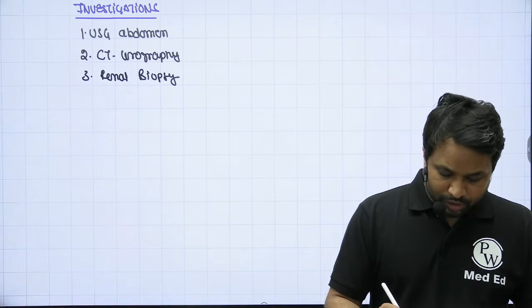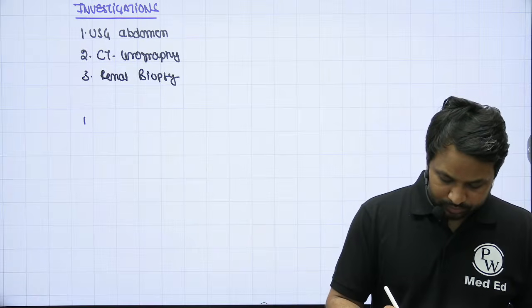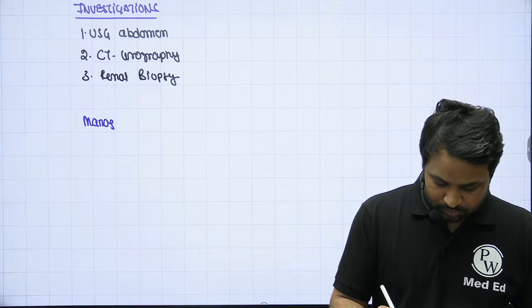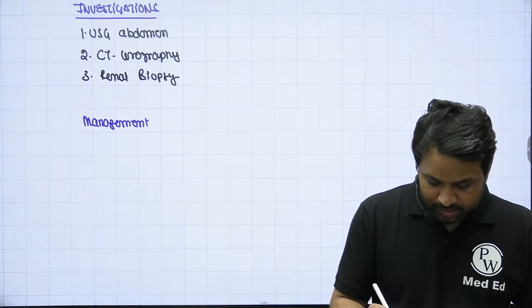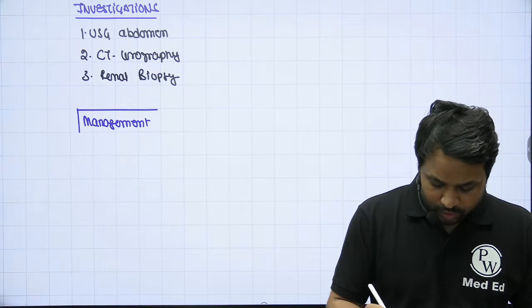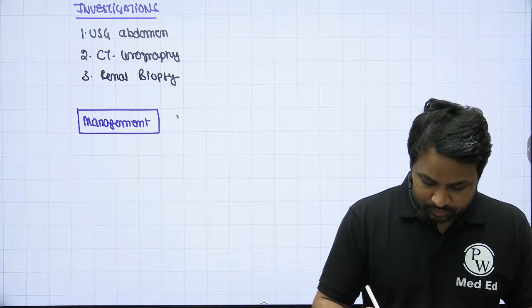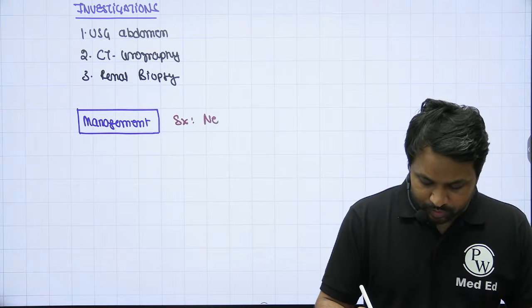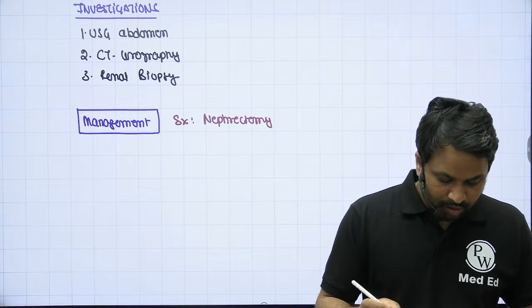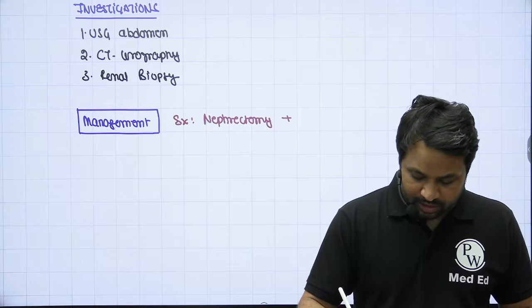How do you manage? Management of Wilms tumor is going to be nephrectomy, that is surgery. Here we have to remove the kidney, so nephrectomy has to be performed. Along with nephrectomy, I will give chemotherapy.